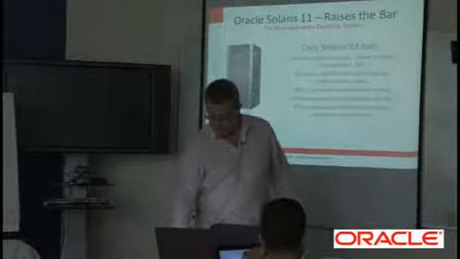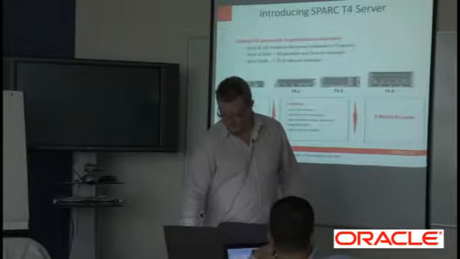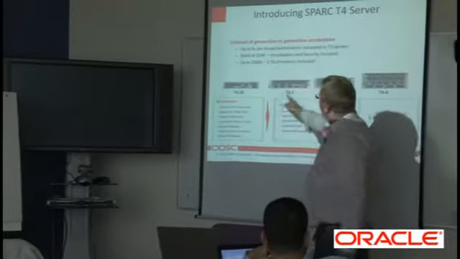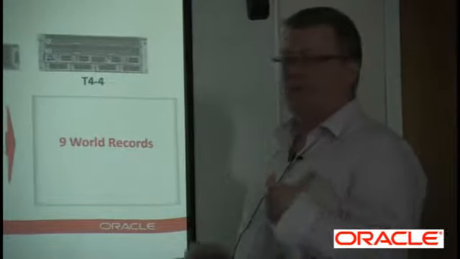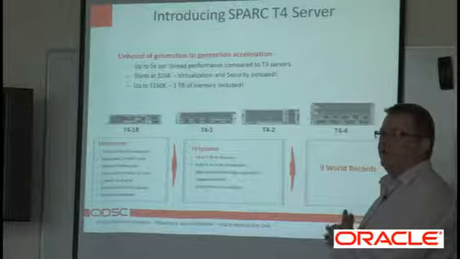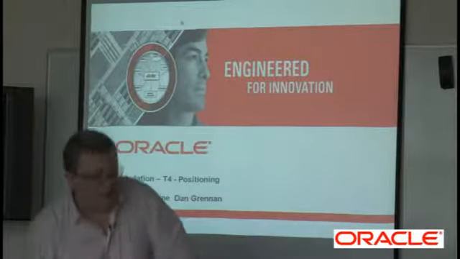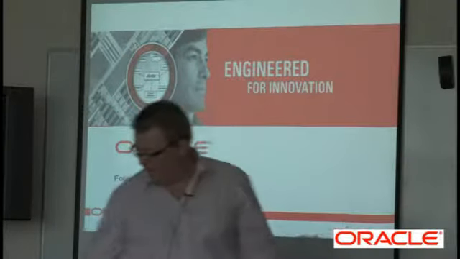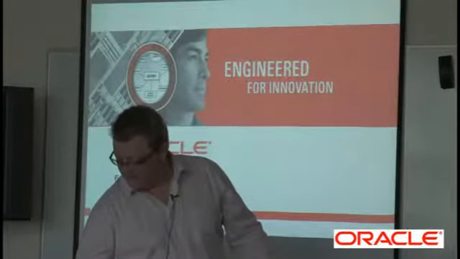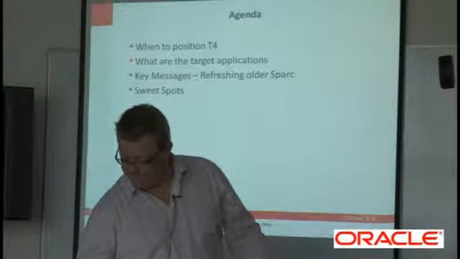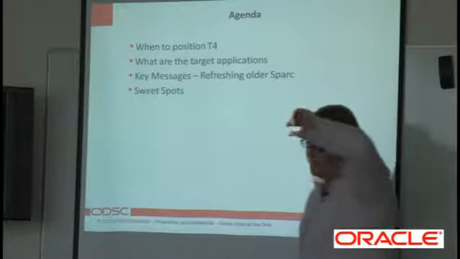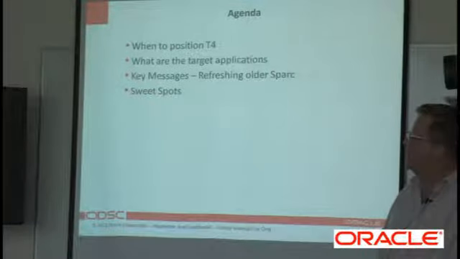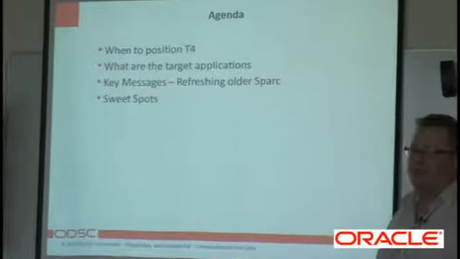So that's the T4 system. Let's go back quickly to the products you are going to be dealing with. The T4-1, T4-2, T4-4. What's happened now is we've brought out a T5 system. So how are we going to position the T4? Where does it come in? Whereabouts in the enterprise do we use a T4 server? What are our target applications? What's the key message? Refresh older SPARC.